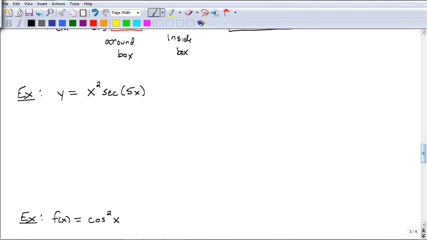Here's another one. X squared times the secant of 5x. This is a product rule. First and foremost, notice I'm multiplying two functions of x. My first one, which I'll call u, is x squared. My second one, which I'll call v, is the secant of 5x. Now the derivative of x squared is 2x. It's just a regular polynomial. But to find the derivative of the secant of 5x, I have to draw a box and use the chain rule, because I have something inside there that's not just an x.